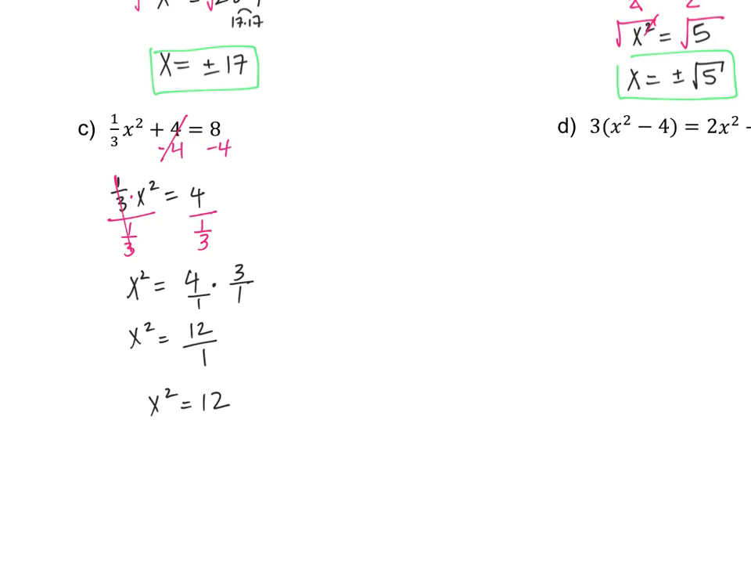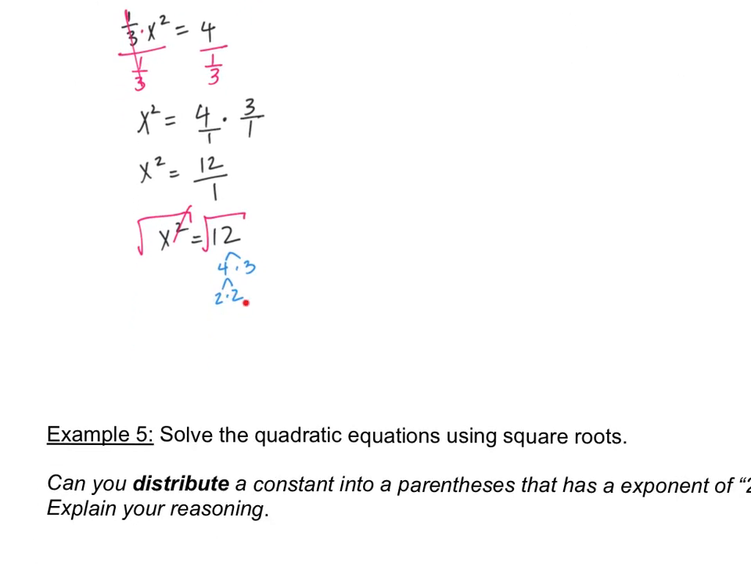Now from here, I can see that this is a square. So I'm going to take a square root. That cancels. If I were to decompose 12, that could be 4 times 3. 4 can decompose as 2 times 2. So I do get a pair out. Looks like I get a 2 to come out.